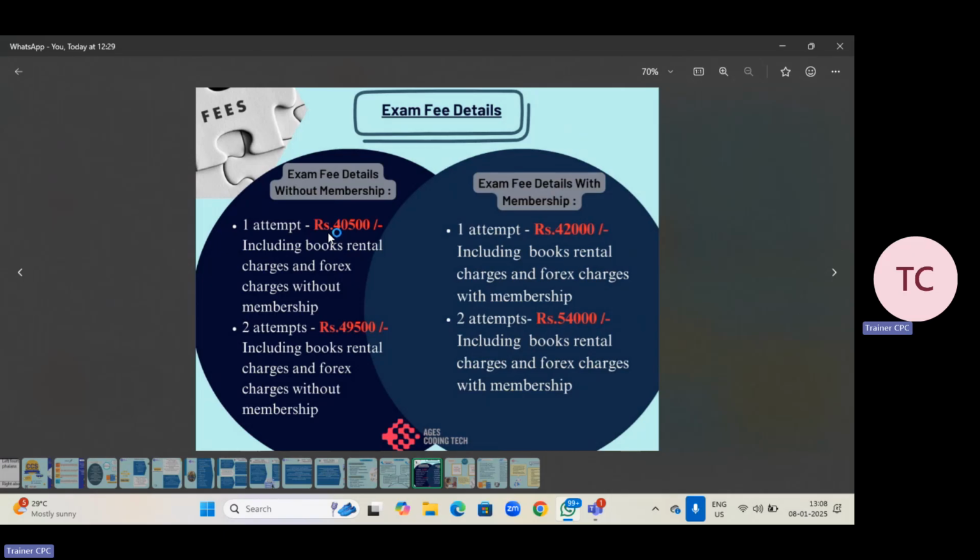And one attempt without membership means you are just going to spend 40,500 alone. Whereas in case of the CPC exam, it will cost you nearly 60,000. And as I have said, if you have completed CPC and want to take CIC further, again you need to spend 60,000 and take the next exam.